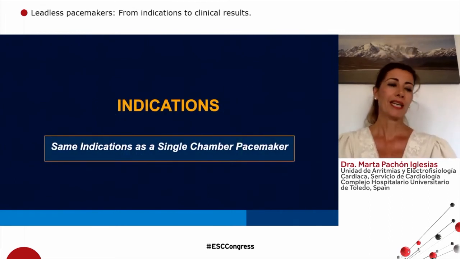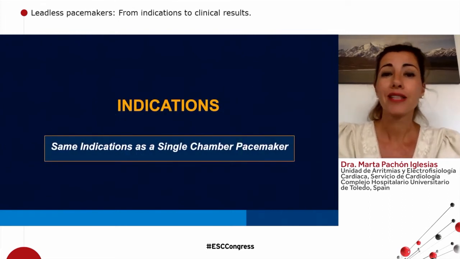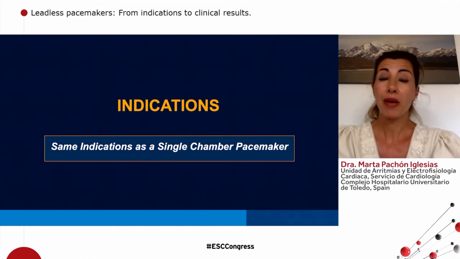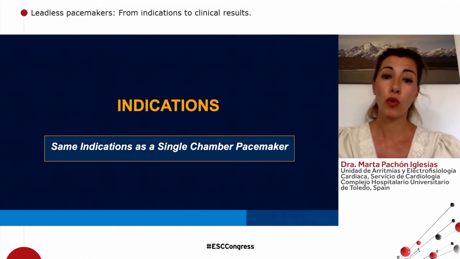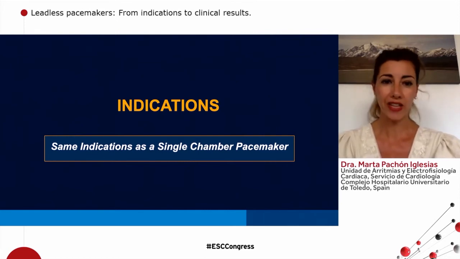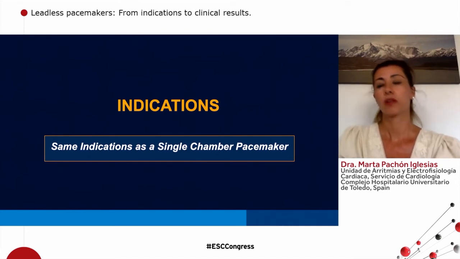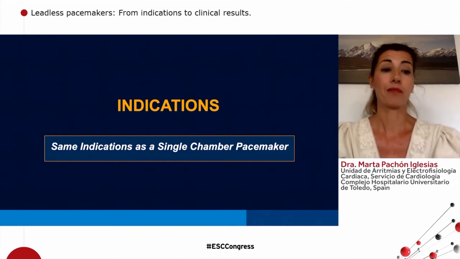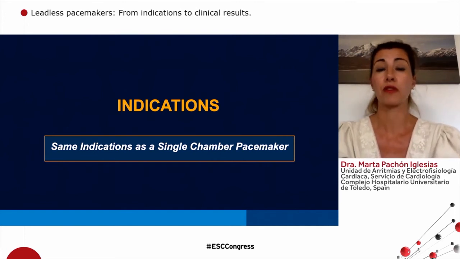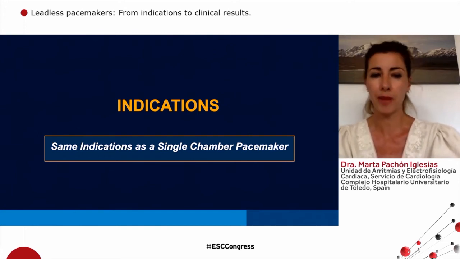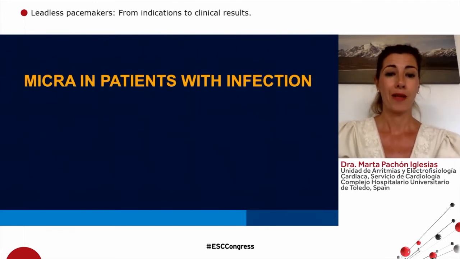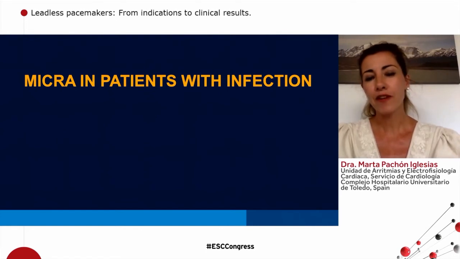Well, what about indications? Micra has the same indications as a conventional single-chamber pacemaker. So any patient with a class 1 or 2 indication for a single-chamber ventricular pacemaker, VVI or VVIR, can benefit from Micra. Of course, there are some patients that can benefit more, and mainly those are the ones with a higher risk of complications of transvenous pacemakers, like those under dialysis, etc. And of course, there is a subgroup of patients in which the Micra can have a very important role.